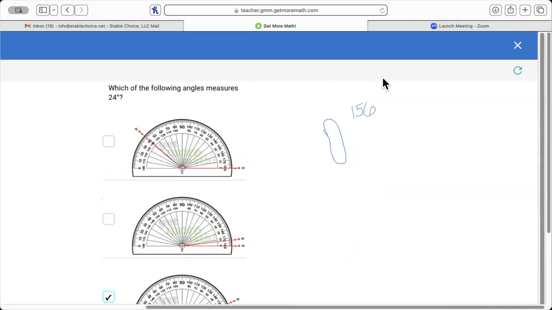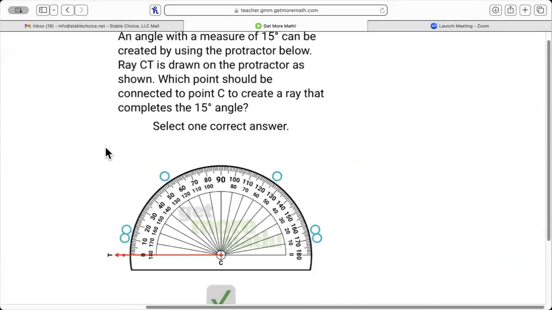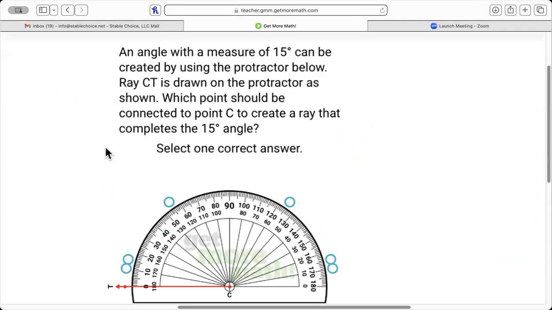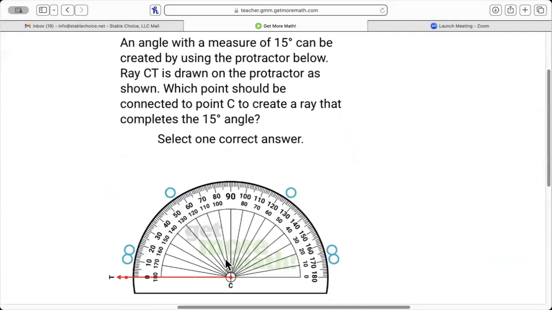Okay, and then we just hit check and it will tell us that we're right or wrong. Okay, let's look at this one. It says an angle with a measure of 15 degrees can be created by using the protractor below. Ray CT is drawn on the protractor as shown. So here's CT. Which point should be connected to point C to create a ray that completes a 15-degree angle?